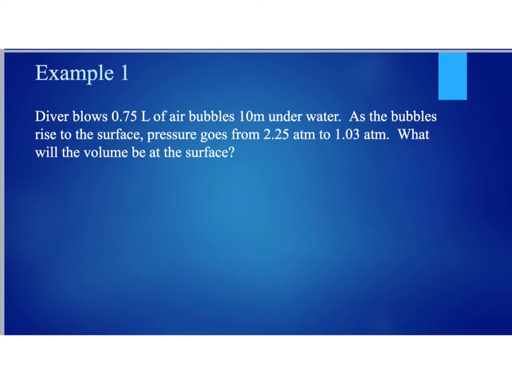It says a diver blows a 0.75 liter air bubble 10 meters below the water. As the bubble rises to the surface, the pressure goes from 2.25 atmospheres to 1.03 atmospheres. What will the volume be at the surface? So when I look at this, we have 0.75 liters. Now, we have a distance, but Boyle's law didn't talk about anything with distance, so I'm going to ignore that for right now. And I have these two numbers here, which are pressure values. Because I'm looking at volume and pressure, this is an indicator that I'm going to use Boyle's law, which says P1V1 equals P2V2.